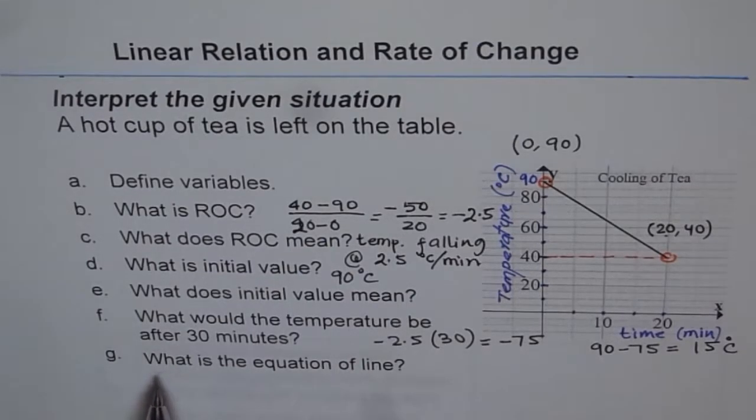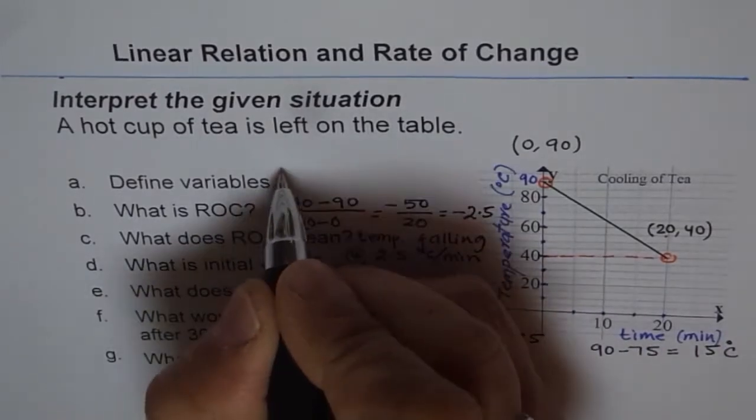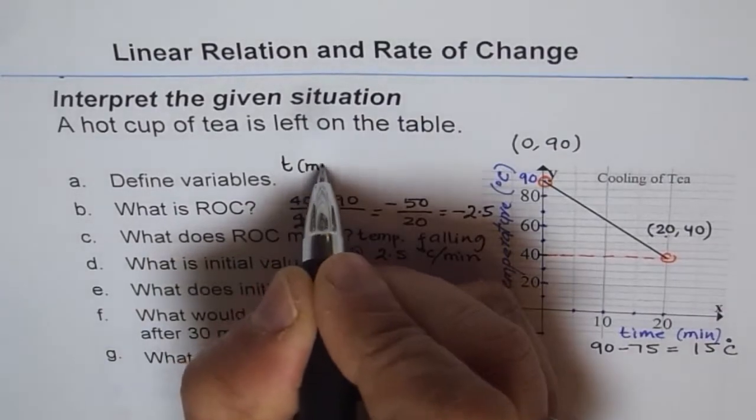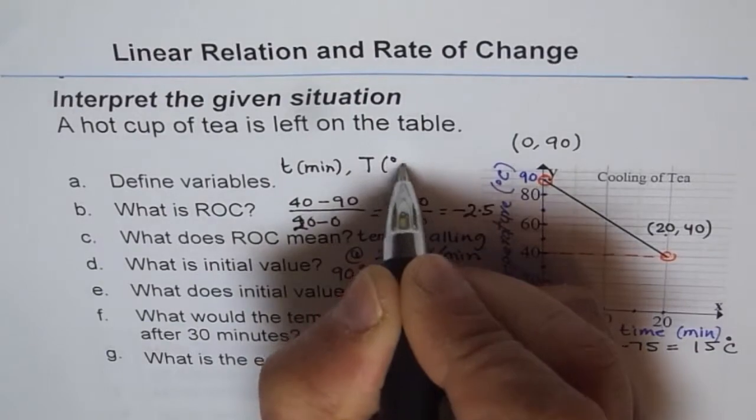Now, last question is, what is the equation of line? So the equation of the line, normally you write as y equals mx plus b. But as I am specifying, we should write in terms of the defined variables, right? If you write x and y as defined variables, it is fine. But in case, as I was saying, if you write time as independent variable, if I define variable as time in minutes, and temperature, let's say capital T in degrees Celsius, right?